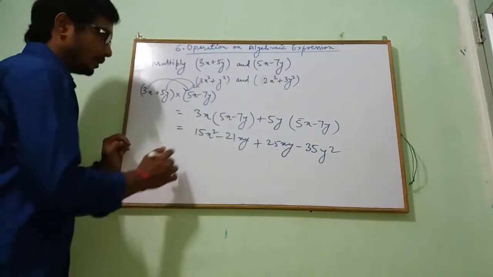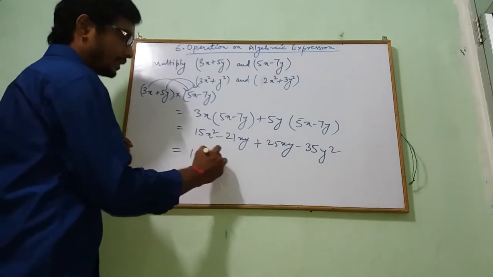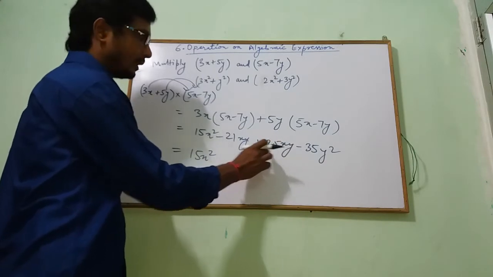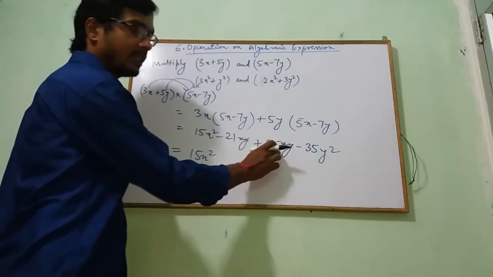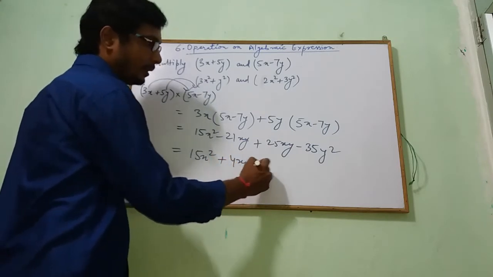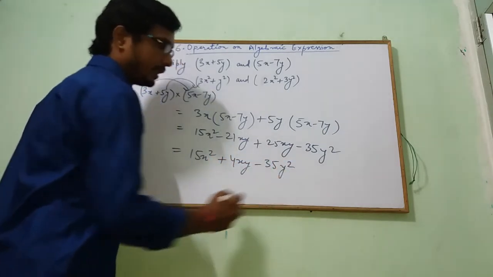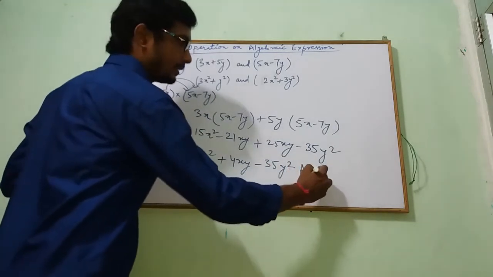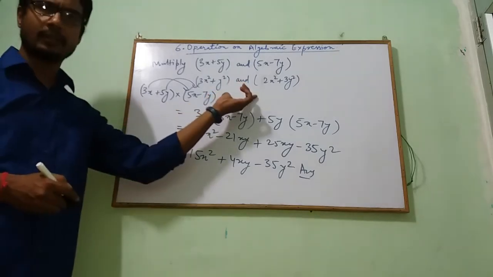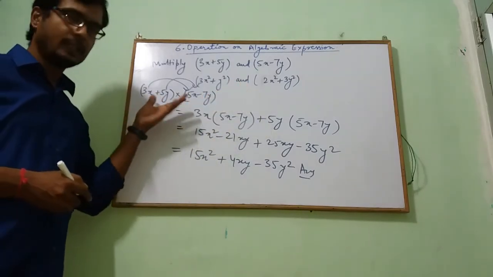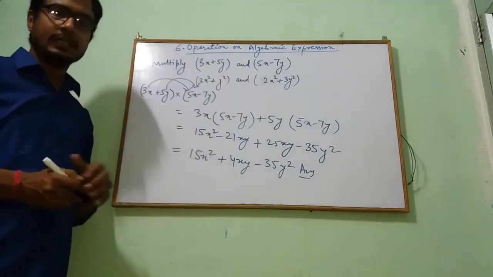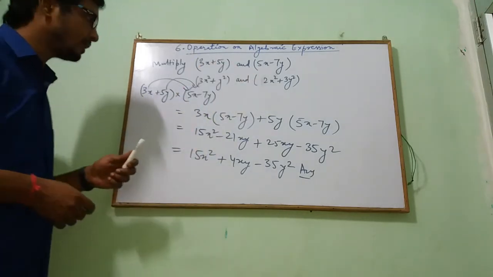35y square. So this becomes 15x square. Now you can see minus 21xy plus 25xy becomes plus 4xy, minus 35y square. So this will be my answer to the first question. Now let's see the second one also. If you were not able to understand this or if you have any sort of doubt, then let's see the next question also. We will clear our doubts in the second question.